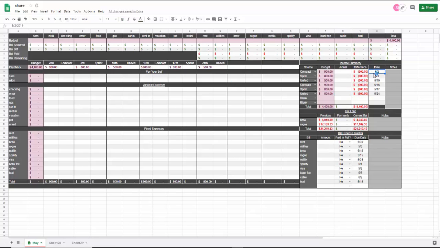Your due dates, you would do the dates due. I'll show you my mom's. Hers is a little bit different because hers are set dates that she gets paid. And then any notes that you need to add.